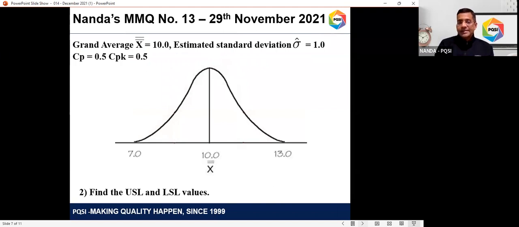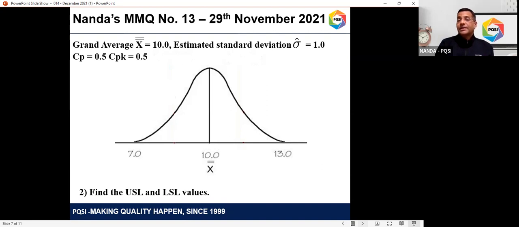The only difference is instead of CP equal to 1, the CP is 0.5 and CPK is also 0.5. So pretty straightforward. So we follow the same steps. So CP equal to 0.5 means USL minus LSL divided by 6 standard deviation is equal to 0.5. So standard deviation is 1, which means USL minus LSL is equal to 3. Okay, 6 into 0.5, which is 3. So the total width of the specification is 3 units.